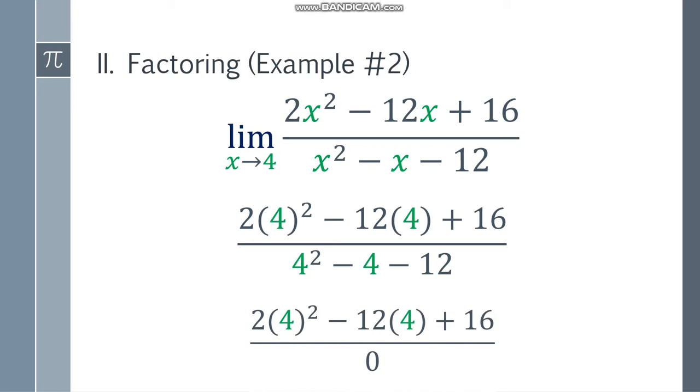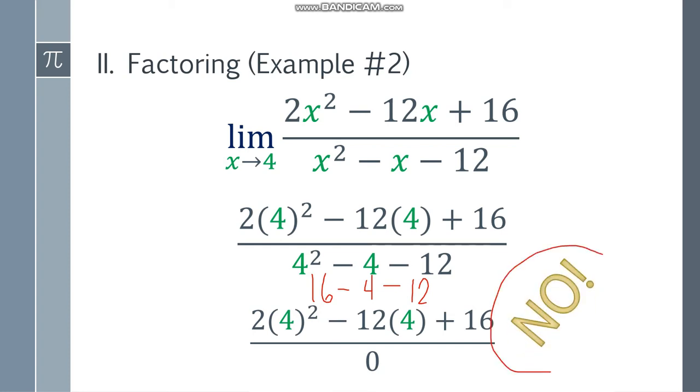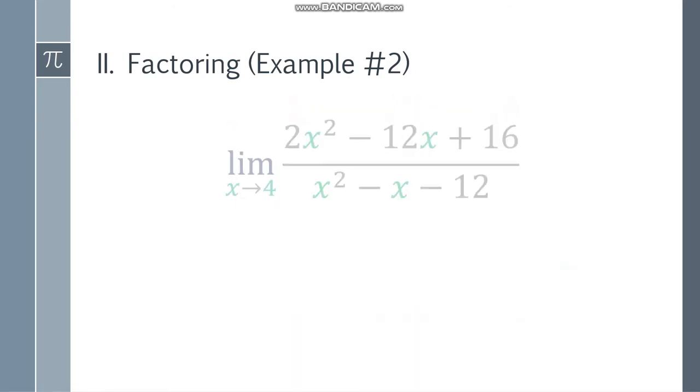We can see 4 squared, that will be 16, minus 4, that will be 12, minus 12, that will be 0. Again, we cannot have a 0 alone in the denominator. Yes, it's a big no. So we have to try another method. We have to do factoring since we have a trinomial here.